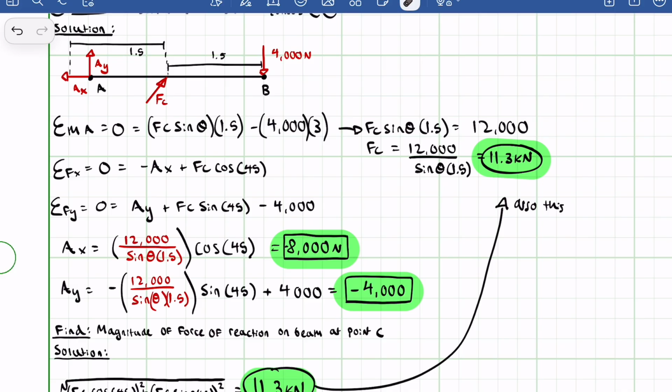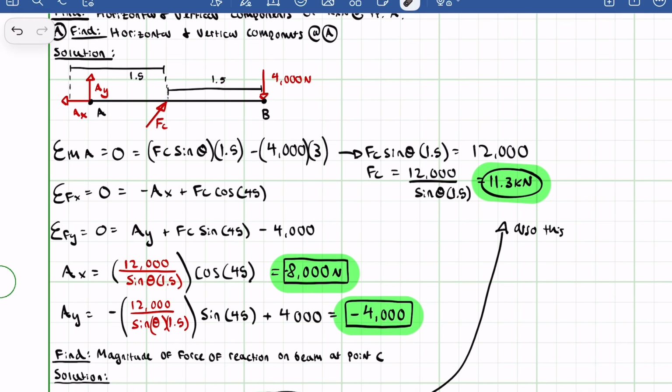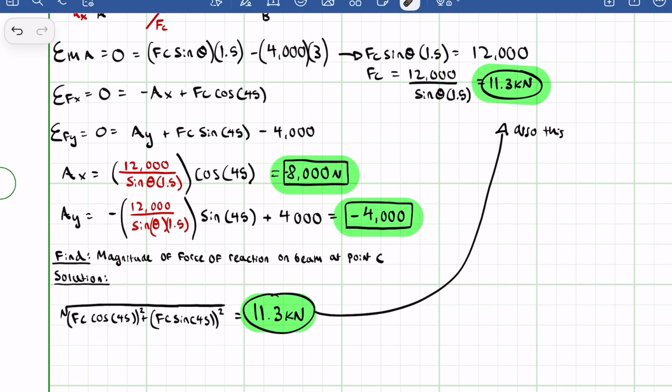expression, the sum of all forces in the y, negative AY is equal to FC sine 45 minus 4,000. That's a little more clear because you have a positive FC sine 45 and a negative 4,000. Flip that sign on the AY because you have AY negative out here and you want to make that positive. So you flip it, you get AY equals negative this, positive that, negative 4,000 newtons. And there should be a unit on that.